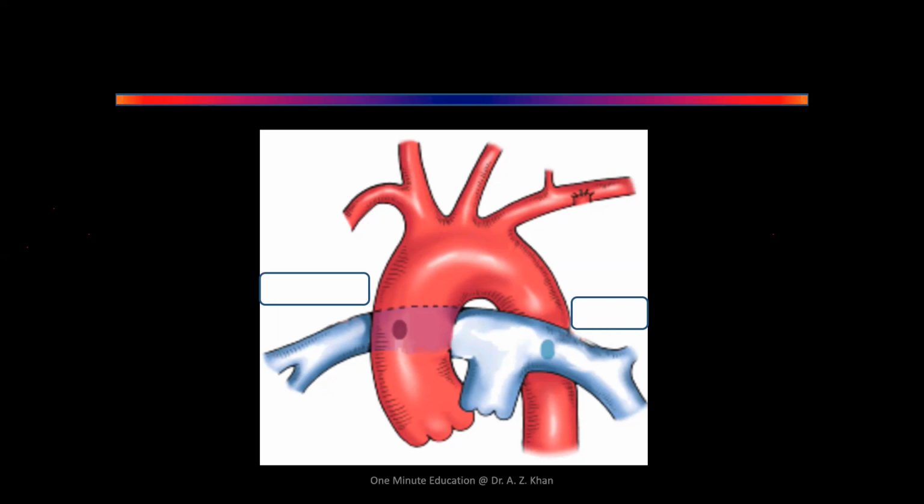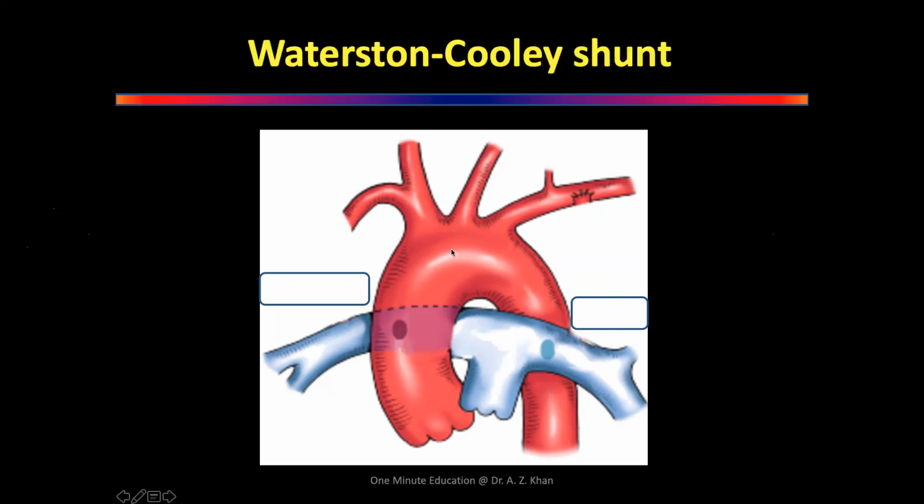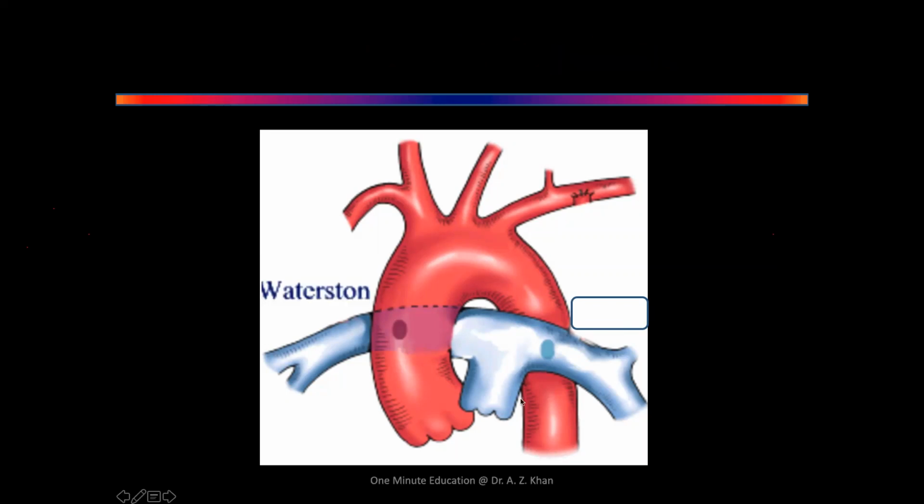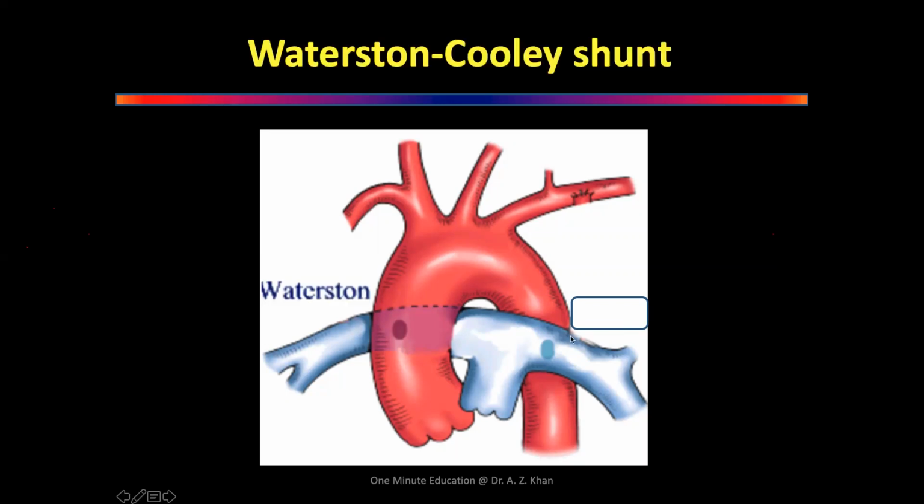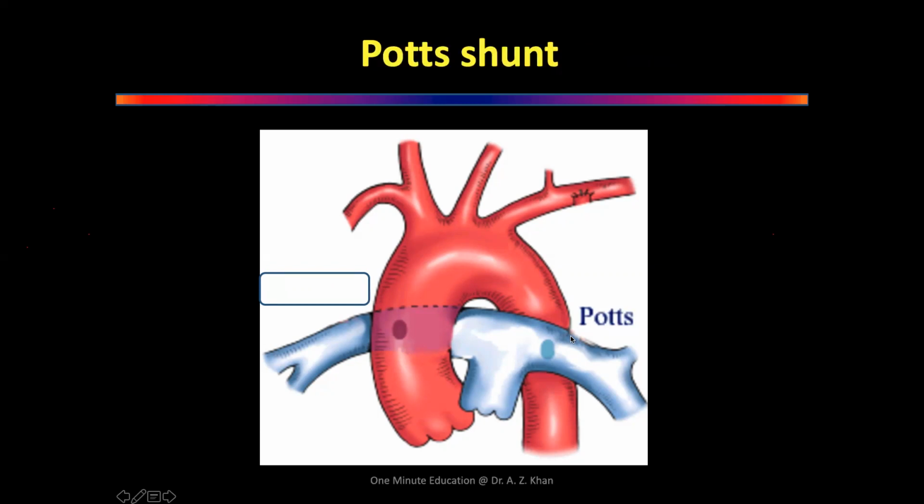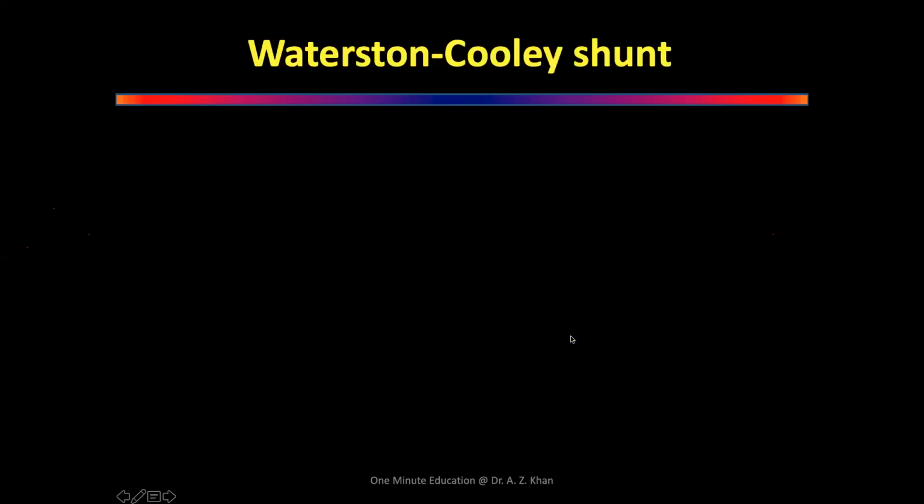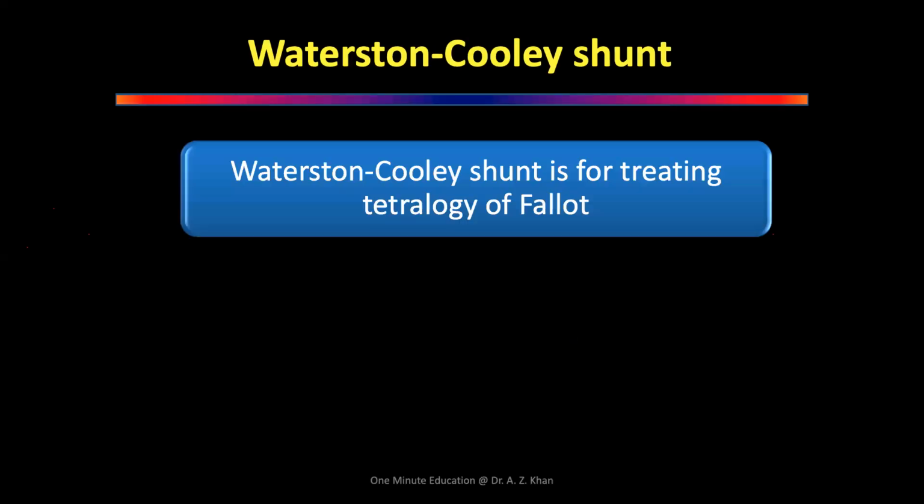Yes, sir. Okay. This is Waterston-Cooley's shunt. This is Potts shunt. Okay. This other one is Potts shunt. Now, Waterston-Cooley's shunt was originally described for treating tetralogy of Fallot.